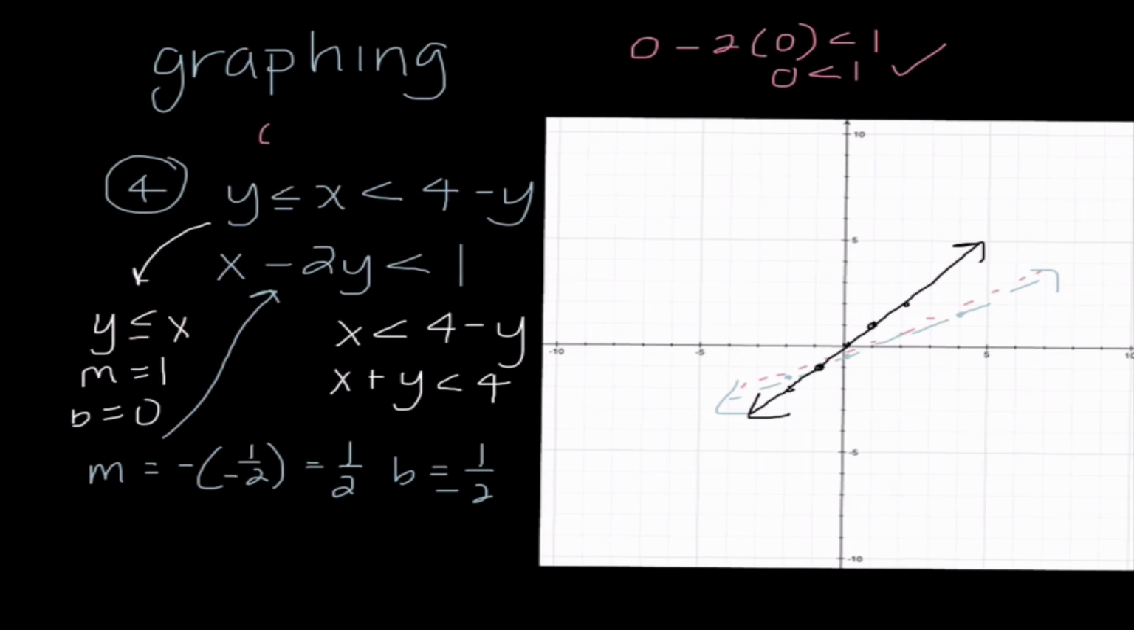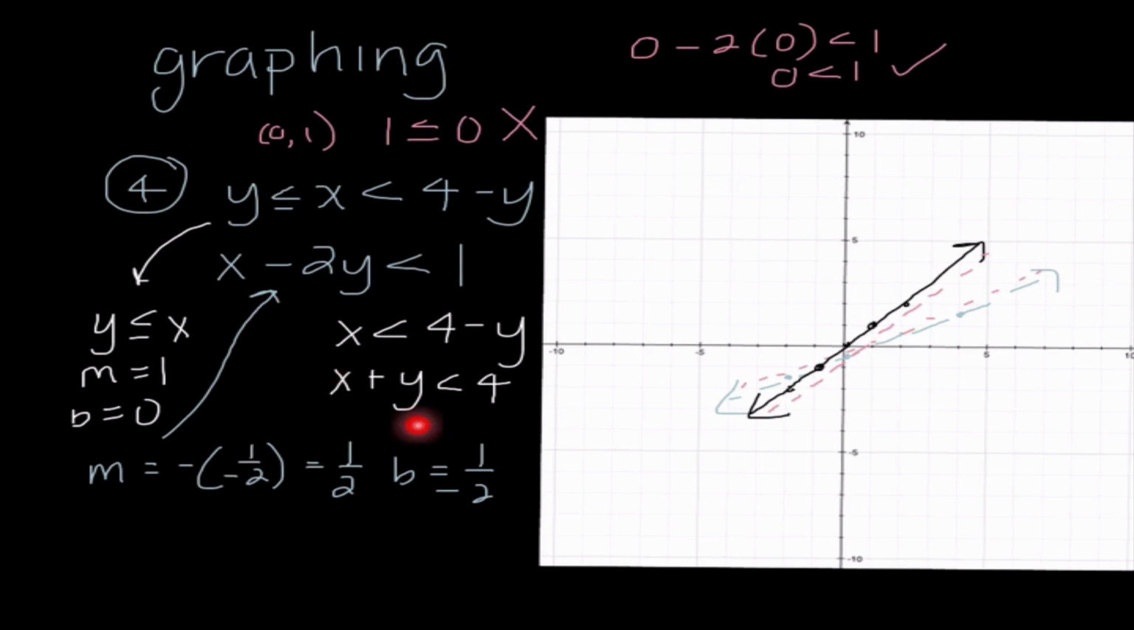Let's try 0, 1. Okay, so if 0, 1 works, I know 0, 1's right there, so I would shade on this side. If it doesn't work, we would shade on that side. So when I plug 0, 1 in, I get 1 is less than or equal to 0, which is not true. So that means that I'm going to shade on the opposite side. So right now, if these were my only two lines, I would shade everything right in here.